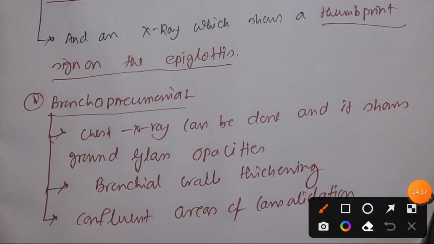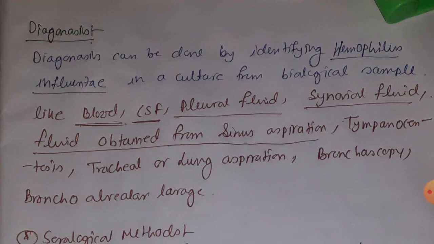Then the bronchopneumonia. I have told you that Haemophilus influenzae can cause bronchopneumonia. Under such circumstances, you can get bronchial wall thickening. You can observe confluent areas of consolidation. A chest X-ray can also be done, which gives you ground glass opacities. Okay, so those are the various diagnostic approaches.